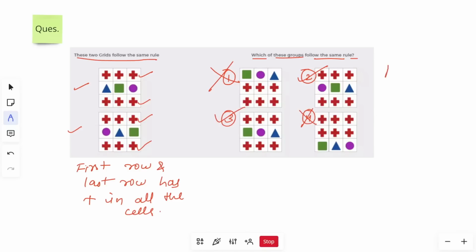So the correct answer for this question is image number 2 and image number 3, which are following the same rule as per the given images. So hope you have understood it.